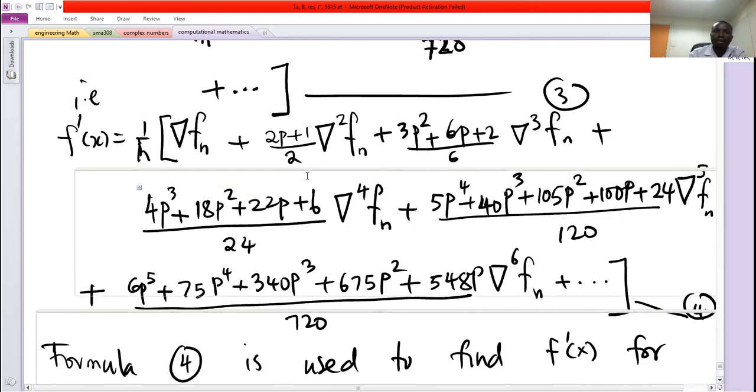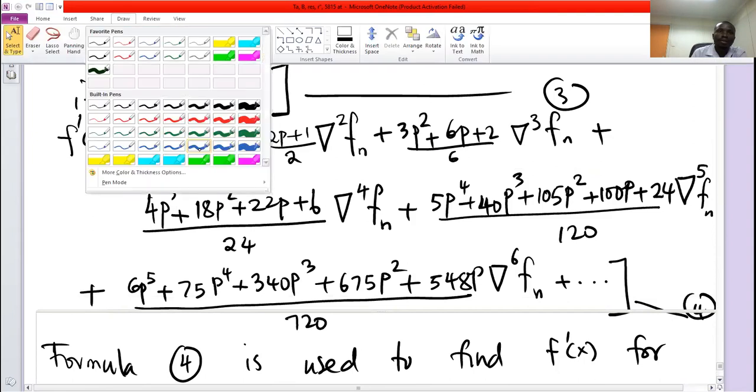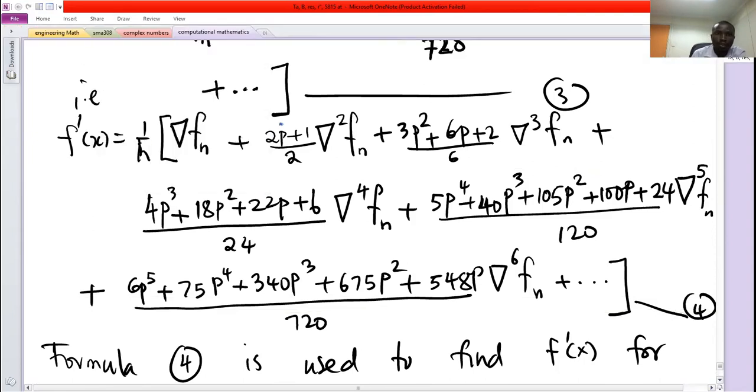so this is what I'm saying. In this equation number 4, where there's p, put 0. So when you put 0 here, 0 times 2 will be 0 plus 1 is 1. So this will be 1/2. So the coefficient of second backward will be a half. Put 0 here, put 0 here. Then we'll have 2/6, which is a third. So the coefficient of third backward of fn is 1/3. And then put here 0, put here 0, put here 0. We'll have 6/24. 6/24 is 1/4.